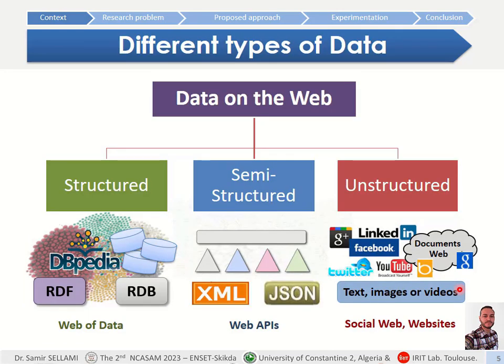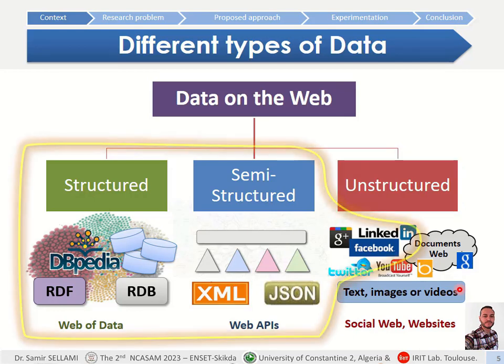Almost all of this data is on the web somehow, and on this web we find different types of data. Structured data in the form of RDF or legacy relational databases, semi-structured hierarchical data in XML or JSON exchange formats behind web APIs, and unstructured data generated mainly by social networks in the form of text, images, or videos. In our work, we are interested in structured and semi-structured data, mainly structured relational and linked data, and semi-structured data generated by social network web APIs.